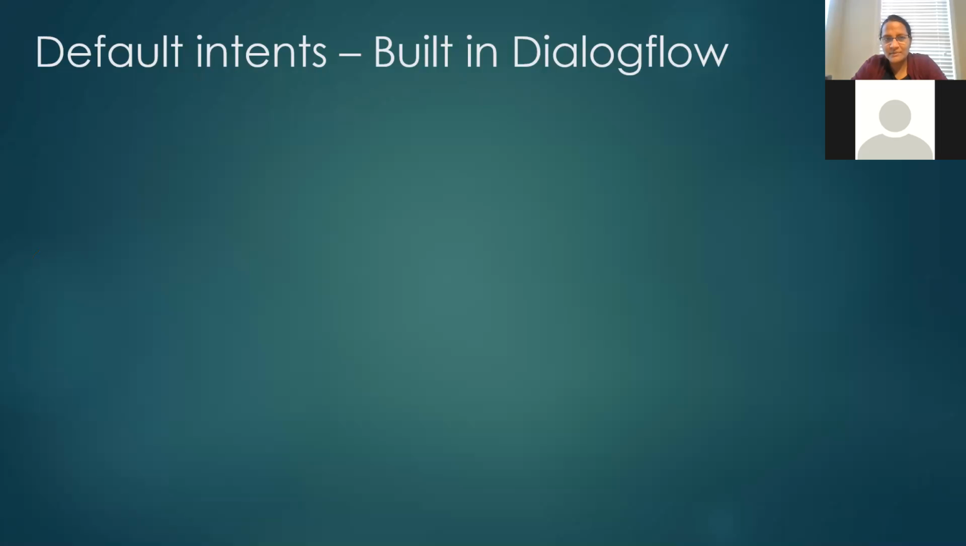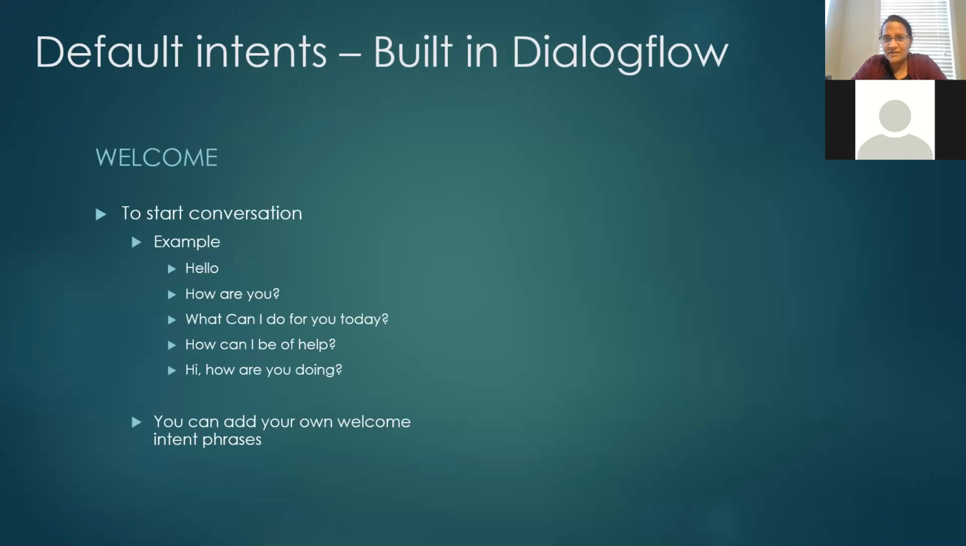So default intents, let me talk a little bit about default intents. There is the default welcome intent and the default fallback intent. So what is the default welcome intent? There are some training phrases already given in the Dialogflow console, and they are already embedded with every agent. Basically this is to start a conversation with a chatbot. Suppose the user says hi, then the example of the welcome intent can be, how are you? Hello, what can I do for you? How can I be of help? Or hi, how are you doing? This is basically the chatbot greeting the user.